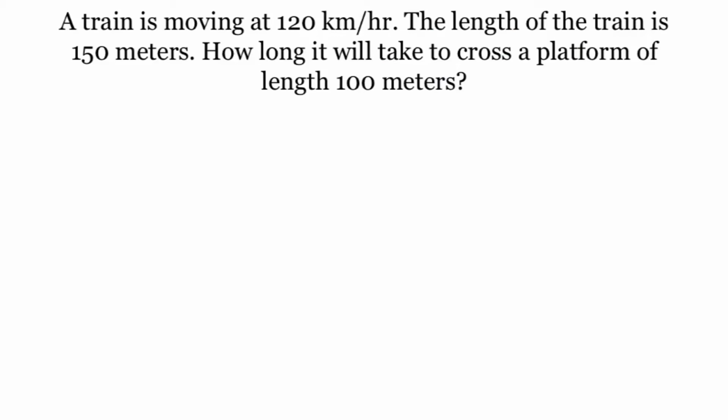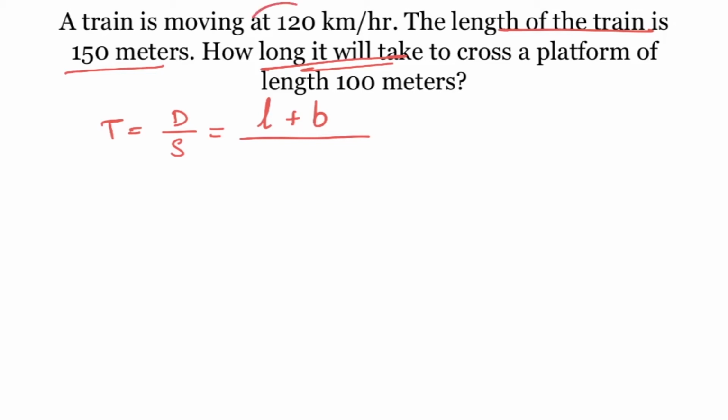A train is moving at 120 kmph. The length of train is 150 meters. How long will it take to cross a platform of length 100 meters? Time is required. Time is distance by speed. Here distance is, a train is crossing a platform. So length of train is L and length of platform B. So here distance covered is length of train and length of platform divided by speed.